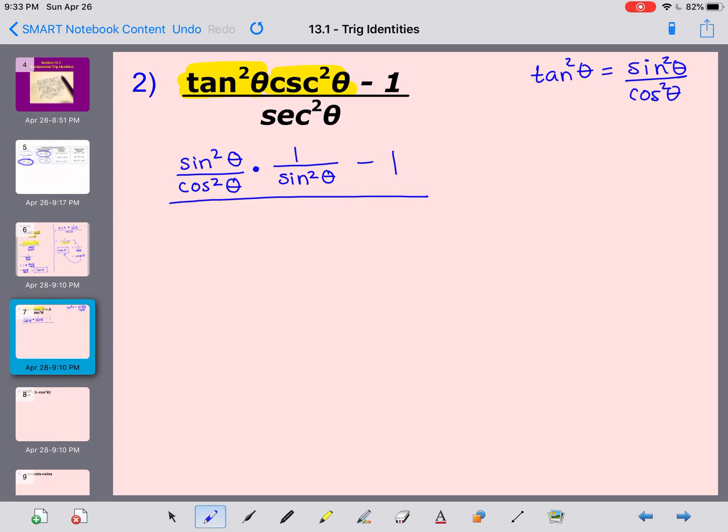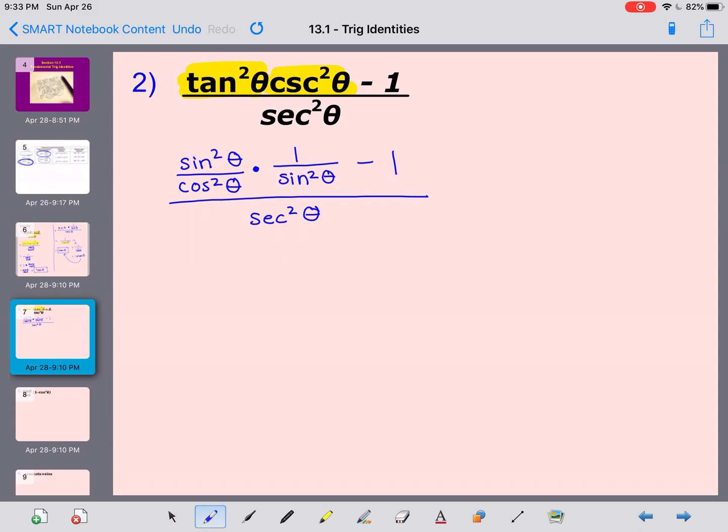Over secant squared theta, might leave it the same. You could change it to 1 over cosine squared theta. I'm actually going to leave it the same for now. Me personally, I don't like to change everything all at once. I like to just deal with one thing at a time before I make it way too complicated for myself. But that's just a personal preference. You might want to go ahead and change that to 1 over cosine squared theta. Okay, it's up to you.